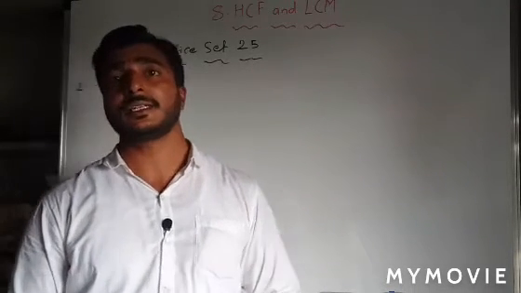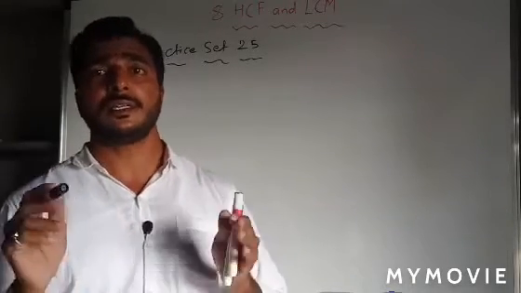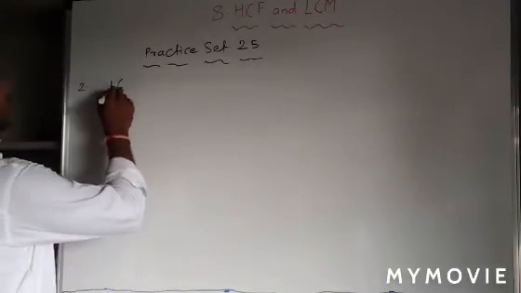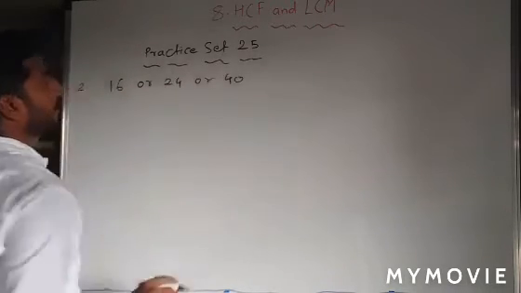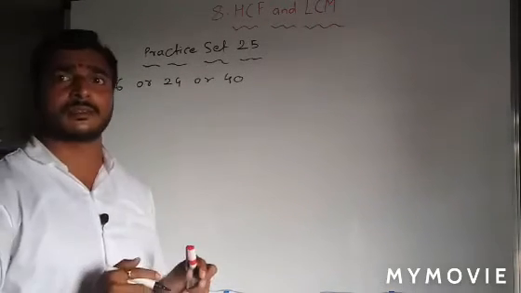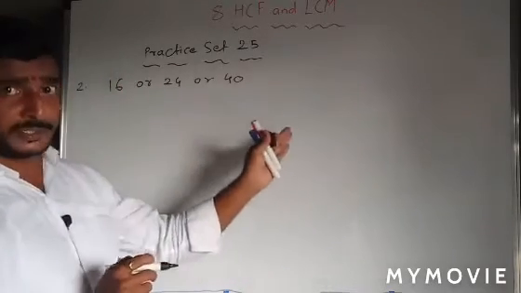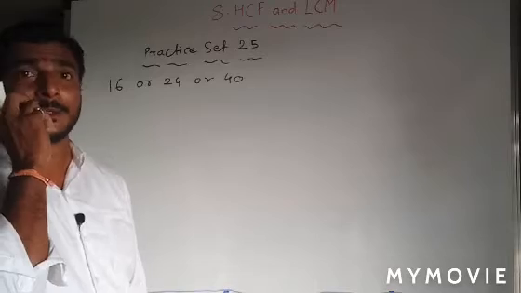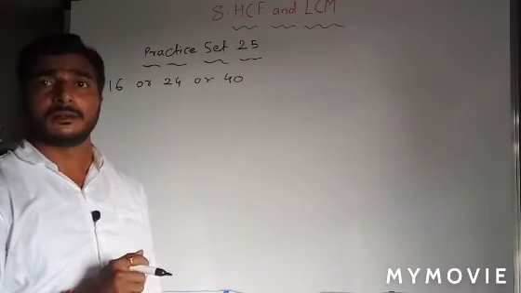So in the second example, Veena is having beads and she wants to make necklaces with an equal number of beads in each necklace. If she makes necklaces of 16 or 24 or 40 beads in each necklace, after making the necklaces with this number of beads, there is no bead left over. So what is the number of beads with Veena?